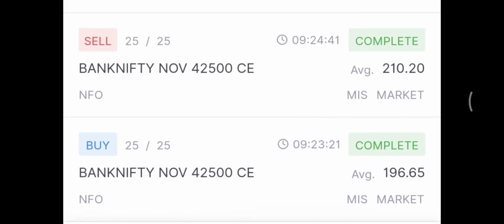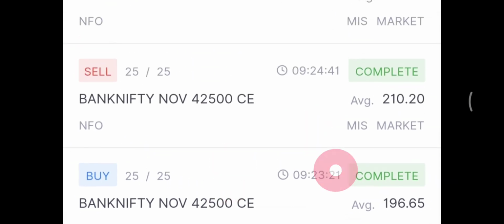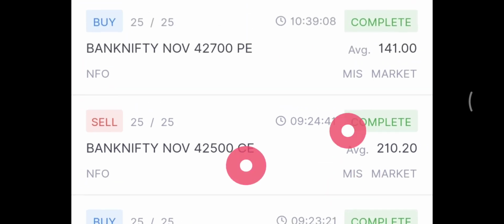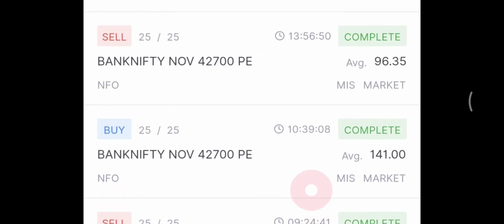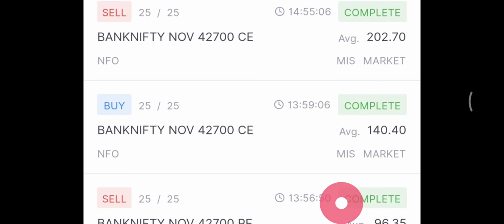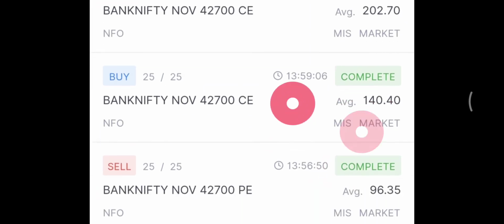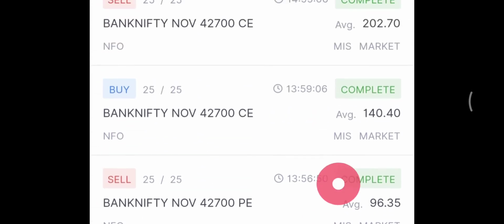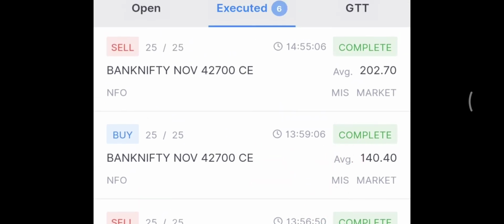Initially, at the timing you can see, 9:23, I went long and I booked my profit at 210. Again I went short and I booked my loss, and again I went long. In the second trade I went short and I booked my loss. In the third trade I went long and I booked my profit.